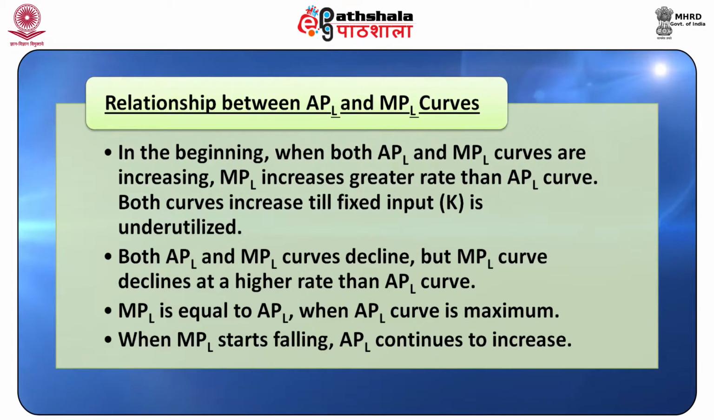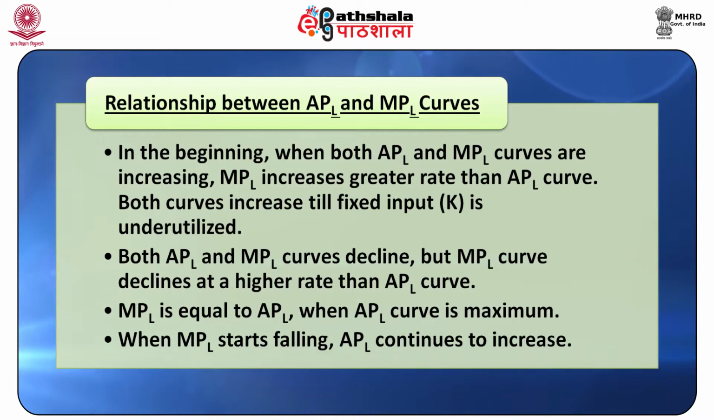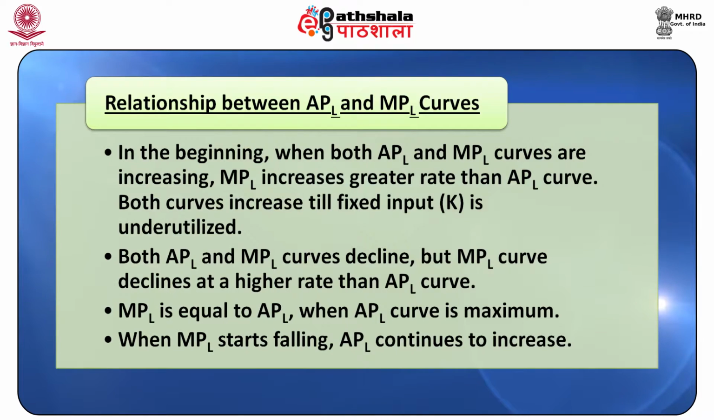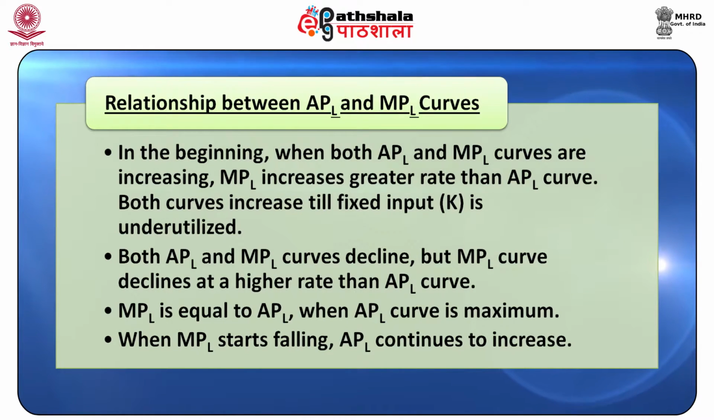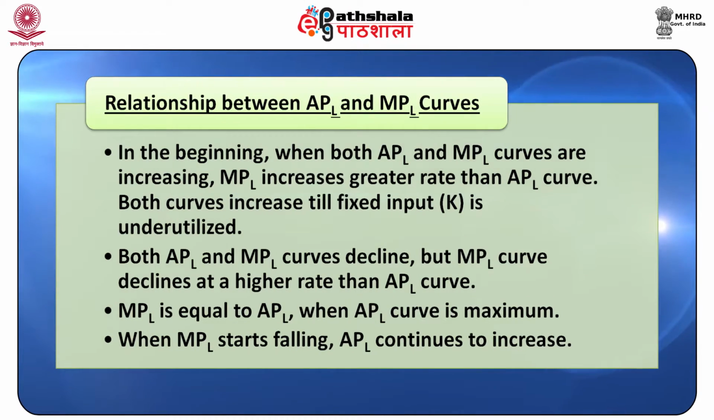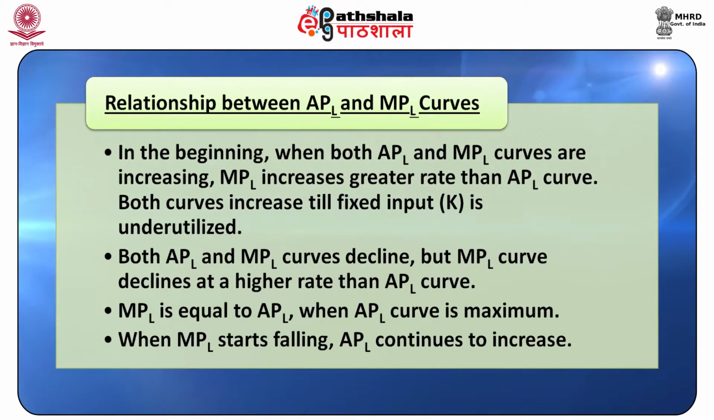First, in the beginning, when both APL and MPL curves are increasing, MPL increases at a greater rate than APL curve. Both curves increase till fixed input K is underutilized. Second, both APL and MPL curves decline, but MPL curve declines at a higher rate than APL curve. Third, MPL is equal to APL when APL curve is maximum. Fourth, when MPL starts falling, APL continues to increase.